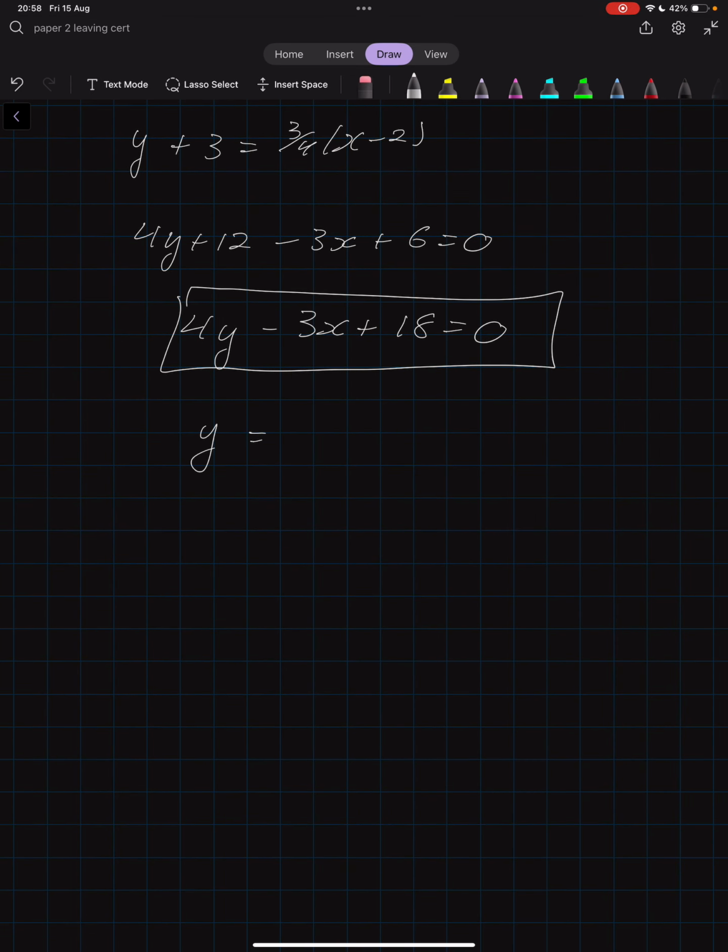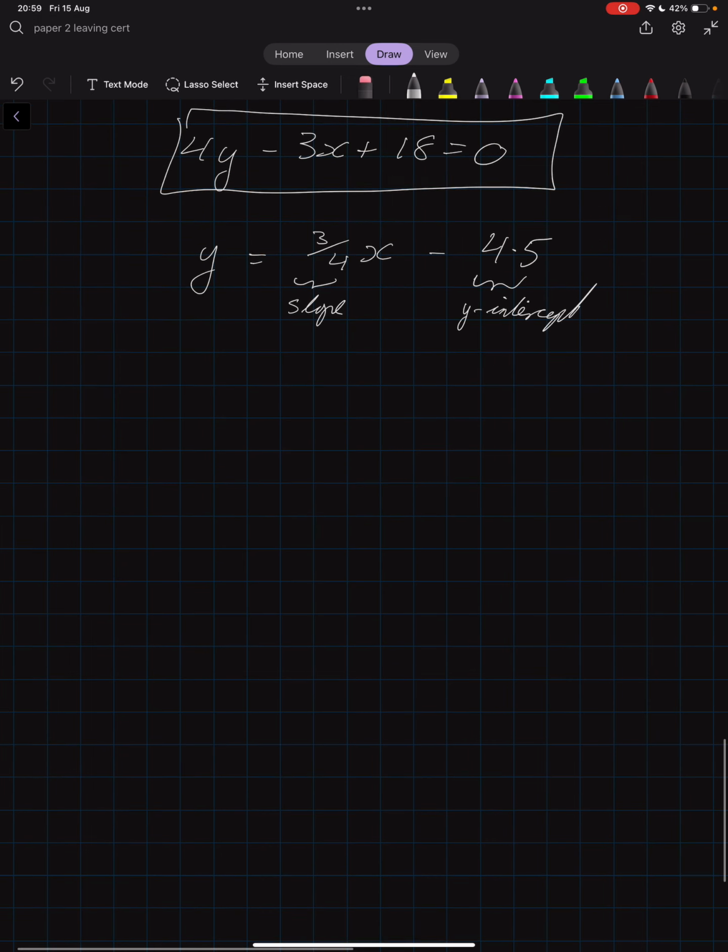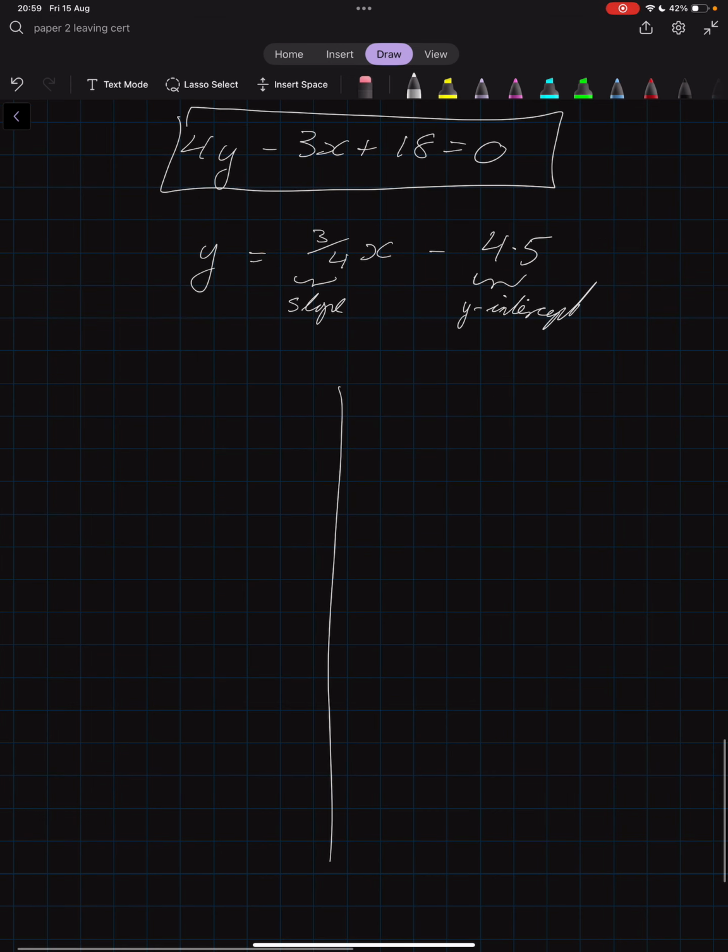Now, if they asked you to plot this line, you would say, okay, this is y equals 3 over 4 x minus 4.5. Because this is the slope, and this is the y-intercept, which is basically where it hits the y-axis. So if you're going to draw it, sorry, I'm going to try to draw this as accurately as I can.